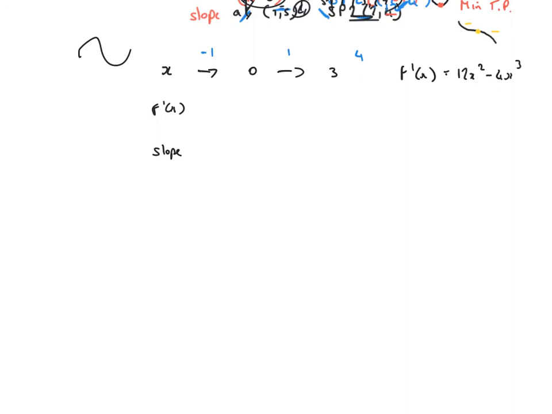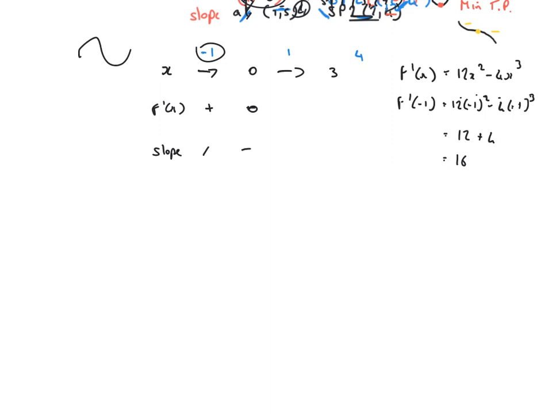Okay, so I'm going to put in minus 1, see what happens. F dash minus 1, 12 lots of minus 1 squared minus 4 lots of minus 1 cubed. Minus 1 squared is 1, 1 times 12 is 12. Minus 1 cubed is minus 1, times that by minus 4 is plus 4. That's 16, so the gradient is positive and the slope's gone up. Now at 0, we already know the gradient is 0, slope goes along.